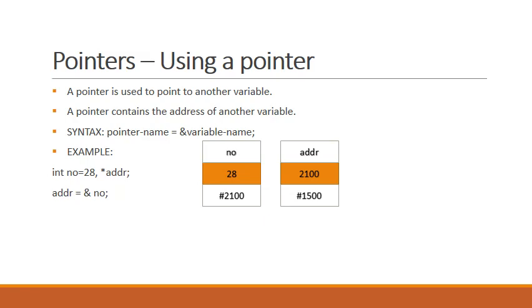So this is how you can use a pointer initially. To initialize a value or to assign any address value to a pointer, we can just use this statement. So when you use a statement like this, it happens in memory. The address of NO will be stored in ADDR. It's according to the data type.